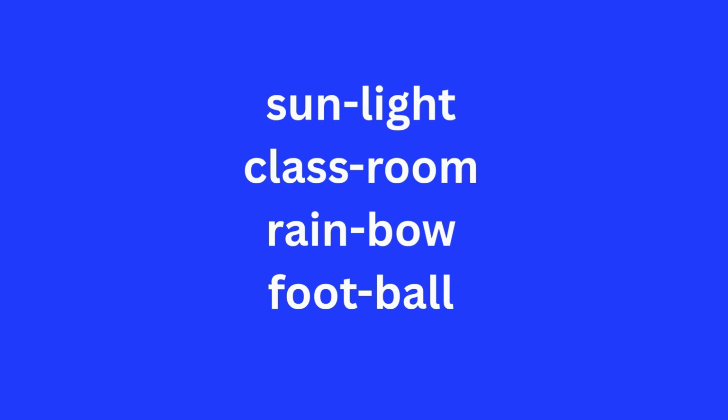Let's practice the examples again. Sun, light. Class, room. Rain, bow. Foot, ball. Each word has two syllables because each compound word is made from two smaller words joined together. Learning compound words is very important because English uses many of them in everyday speaking and writing. And here's something interesting. As you've probably noticed throughout this series, English words follow patterns. Compound words are one pattern, but they're certainly not the only one.